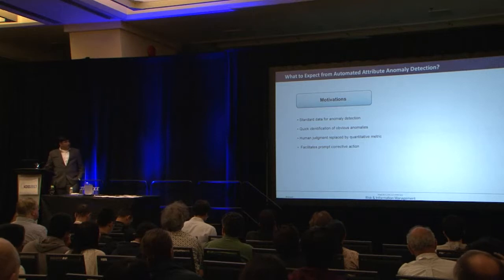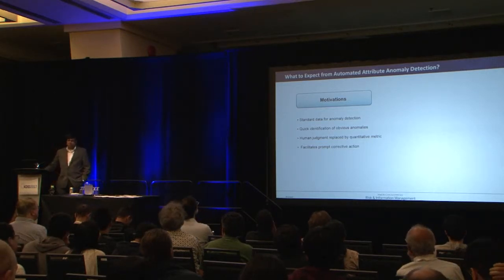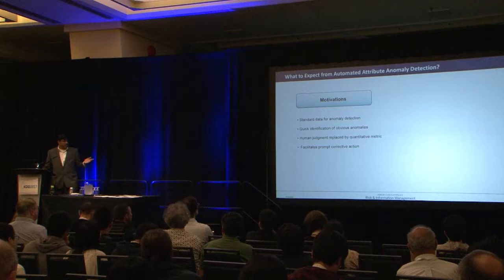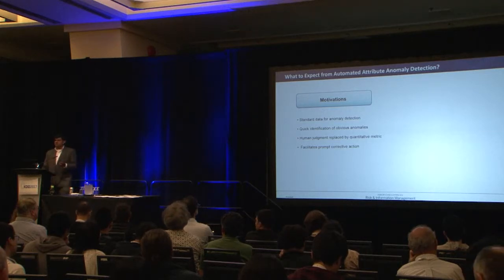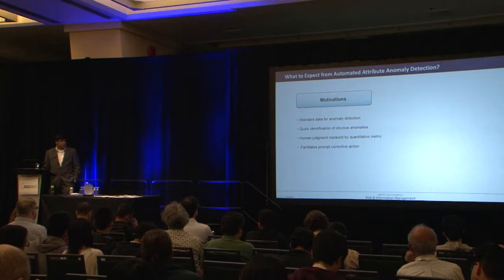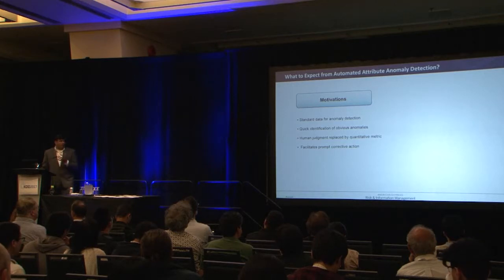So let me start with the motivations behind this system. The first motivation is that we had a lot of data in American Express, so we know what the standard is across various processes. Then we needed a system which could allow us to do a quick identification of very obvious anomalies, and that too without much human intervention. That is, the system should be very, very objective. And last but not the least, it should facilitate a very prompt corrective action.